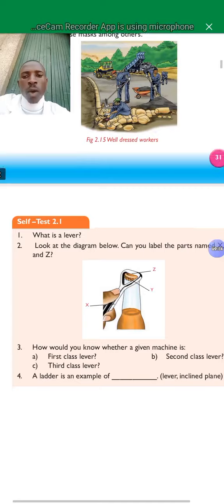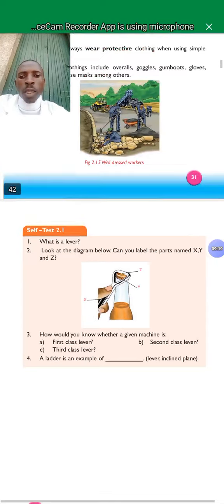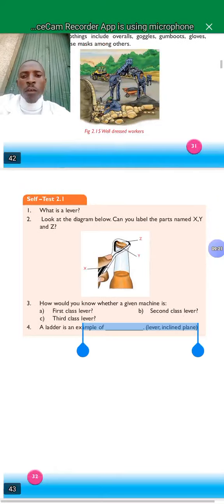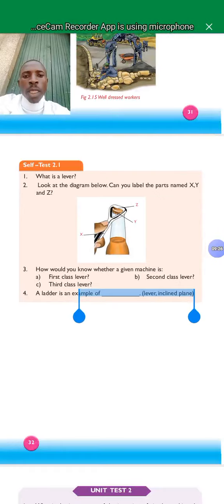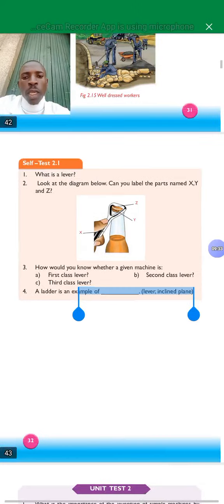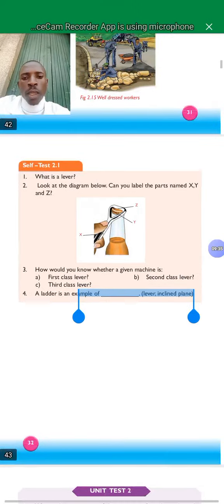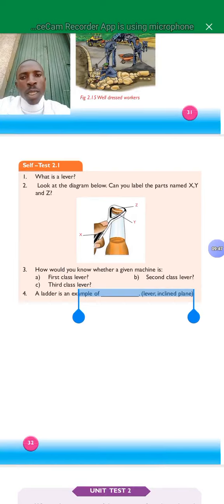At the end of this point, there is a question. What is a lever? Look at the diagram below and label the parts X, Y, and Z. Ask yourselves, how do you know whether a given simple machine is first class, second class, or third class? A ladder is an example of what? Is it an example of a lever, or is it an example of an inclined plane?